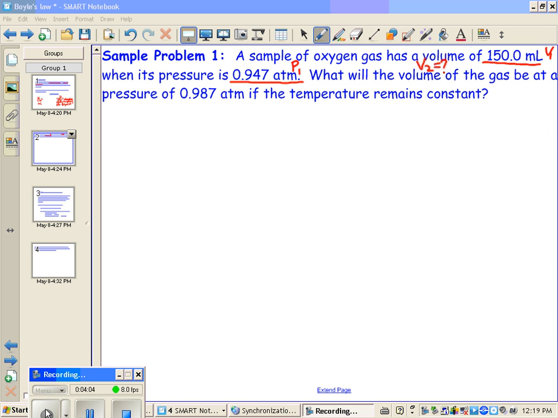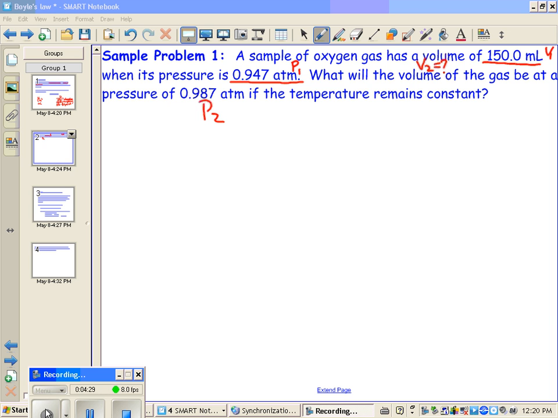What will the volume of the gas be at a pressure of this? This is pressure 2, because the volume I don't know, I want to be measured at this pressure. So since they're measured together, they will have the same subscripts if the temperature remains constant. And if it ever says something remains constant, that means it's not involved in the formula because it doesn't change. If you put it in the formula, it just cancels itself out, so why put it there to begin with?